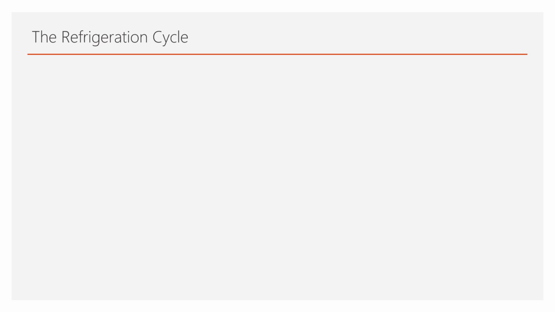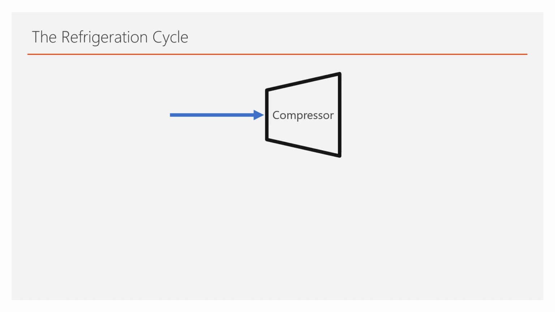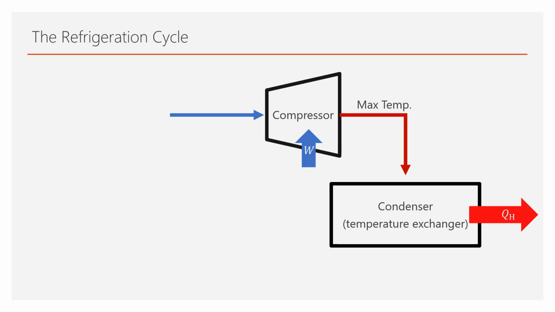Let's review the refrigeration cycle. First, a gas called a refrigerant enters a mechanical device called a compressor. This device takes in electrical work to compress the gas. As the gas is compressed, it becomes very hot. To remove thermal energy of the refrigerant, it is passed through a heat exchanger called a condenser that is commonly found outside of buildings or in the front of a vehicle next to the radiator. The refrigerant will lose energy and may enter the liquid state.